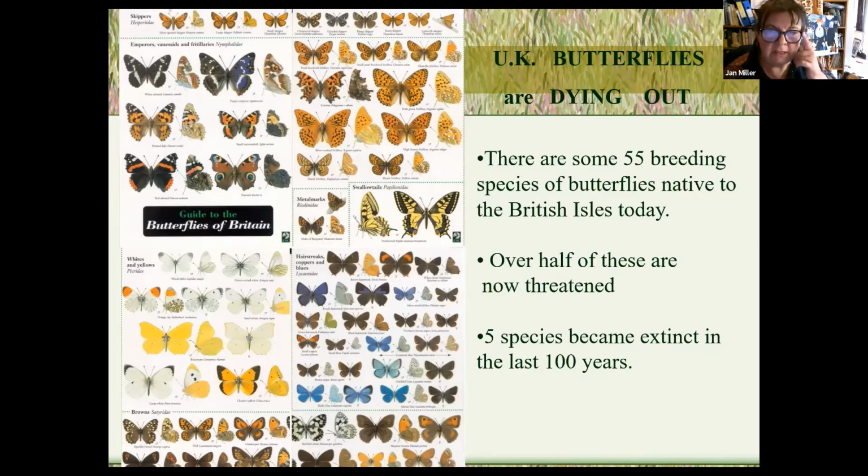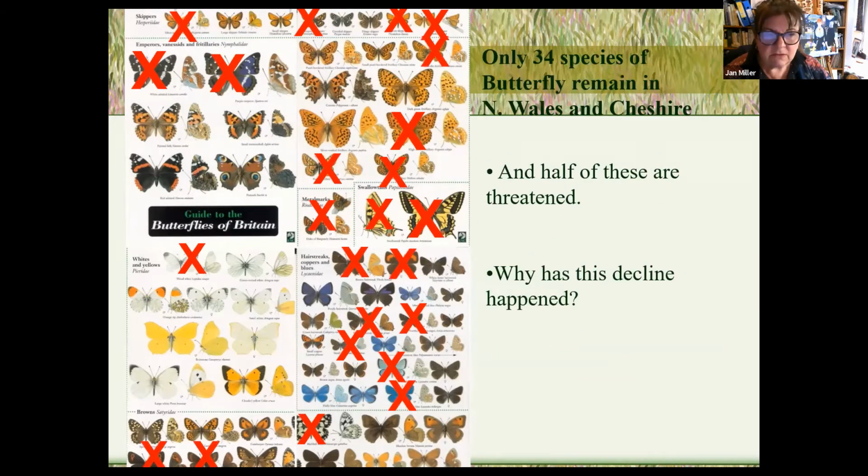we have very few species left compared with mainland Europe. UK butterflies have been dying out for hundreds of years, of course, and especially since the last war. There are some 55 breeding species of butterflies native to the British Isles today. Some books will tell you 60 species. It all depends whether they're written by southerners or not. Over half of these are now threatened, and 5 species actually became extinct in the 20th century, but one has been very successfully reintroduced.